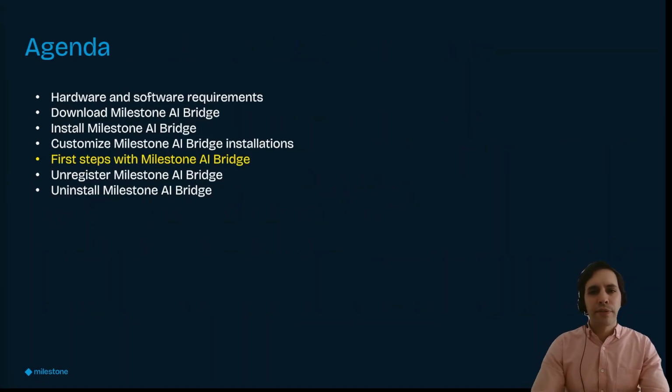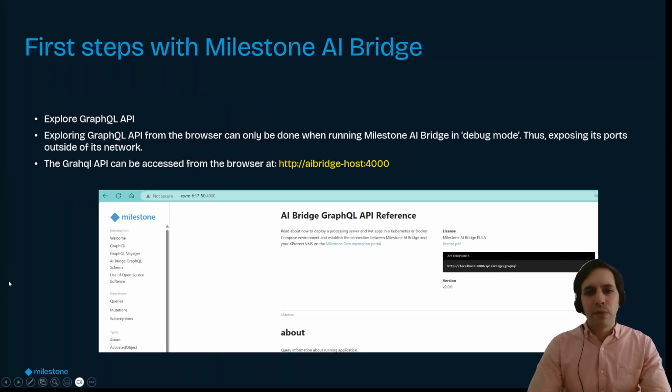Let's now take the first steps with Milestone AI Bridge and see what we can do with it. The first thing that we are going to explore now is the GraphQL API provided by AI Bridge. As has been mentioned in other video tutorials, this API can be accessed offline as part of the reference manual that is located inside of the resources zip file that we provide in the Milestone download page.